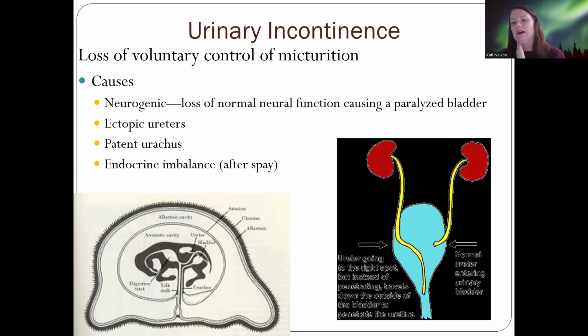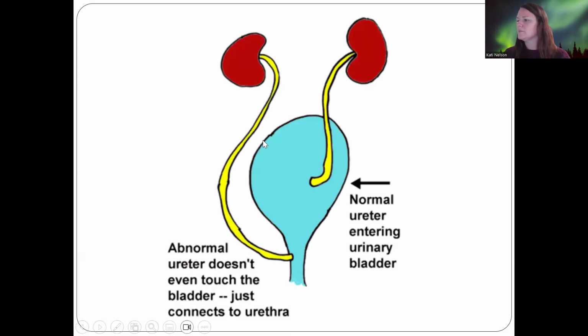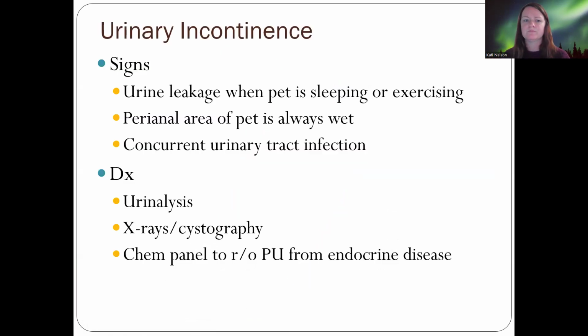And then endocrine imbalance after spaying. Sometimes with estrogen, the levels can change very quickly, and then they can end up having issues with urinary control. Not often. So this is going to be, again, that ectopic ureter. You can see the wrong location. If it's skipping over the bladder, they're just going to constantly be urinating.